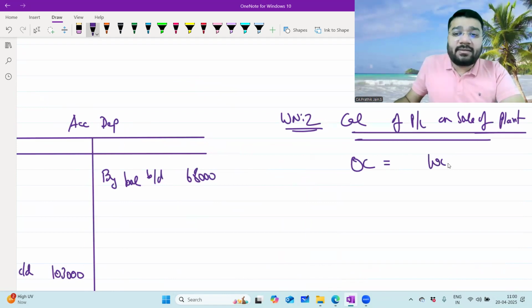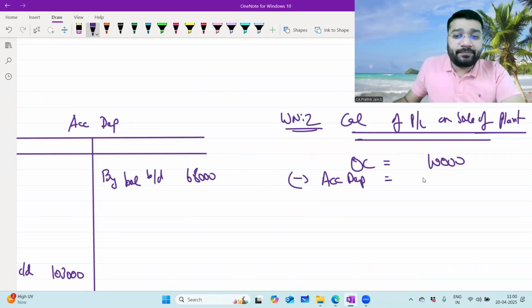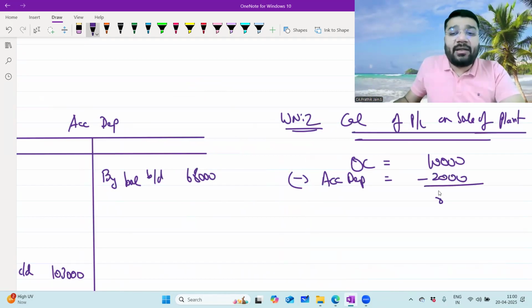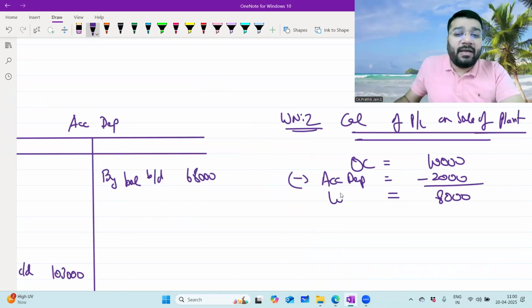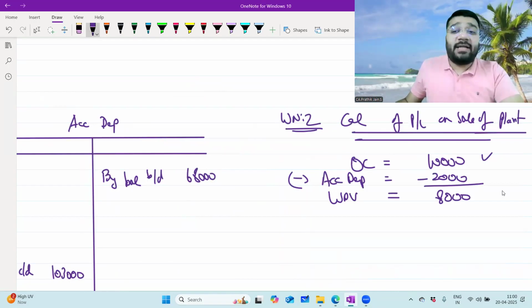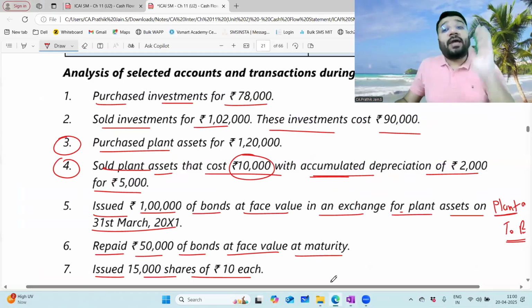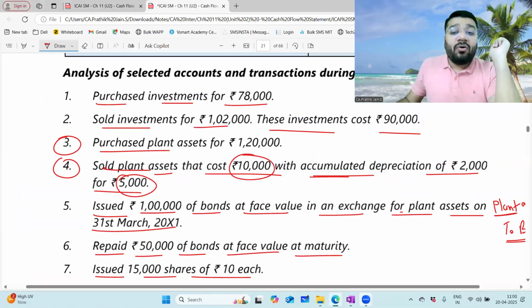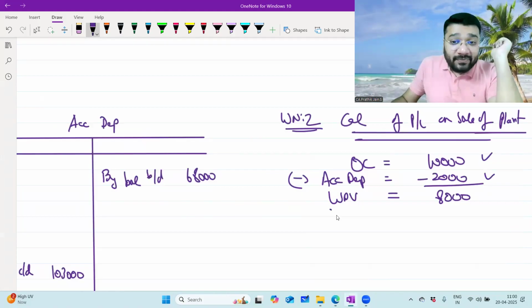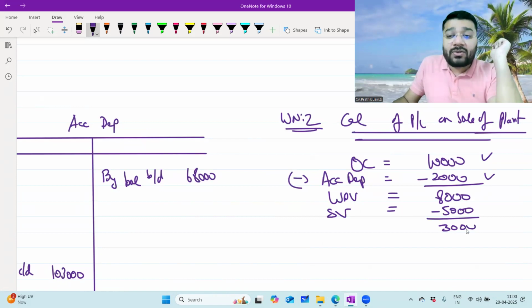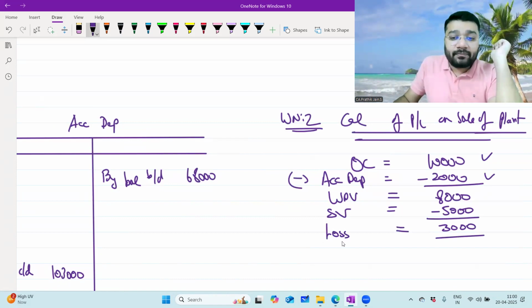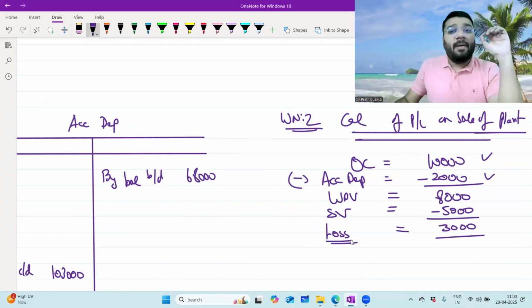Original cost of the asset is 10,000 minus accumulated depreciation 2,000. What is this 8,000 called? Very good, WDV. Out of 10,000 cost, you've used the asset for 2,000 rupees, so the unused value is 8,000. So 8,000 worth of the asset is sold for 5,000. So you sold at a loss of 3,000. Any problem?